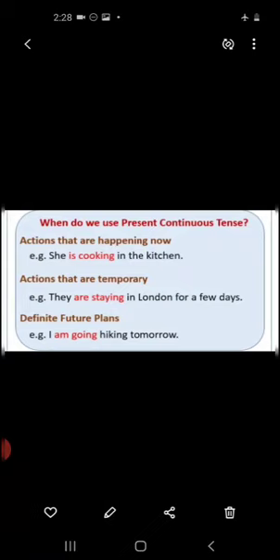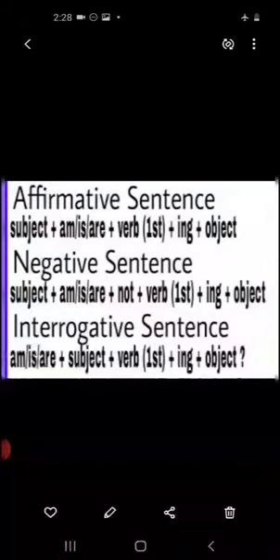plans. In other words, we can say that present continuous tense is used to express an action that is taking place at the time of speaking. Alright, it is also used to indicate an action taking place at the time, but not necessarily taking place at the time of speaking. Alright, and it is also used to show an action that is expected to take place in the near future. Have a look at the rules.